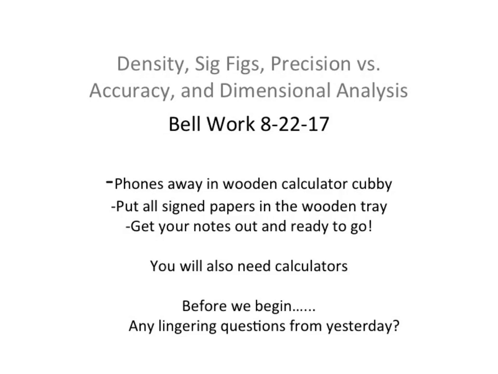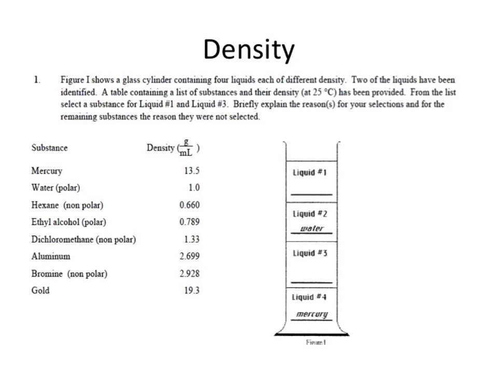All right, so today we are going to talk about density, significant figures, precision versus accuracy, and dimensional analysis. So the first thing is density. Here we have a glass cylinder containing 4 liquids, and they are all at different densities. 2 have been identified. So the 2 that have been identified are water and mercury. These are all at 25 degrees Celsius.